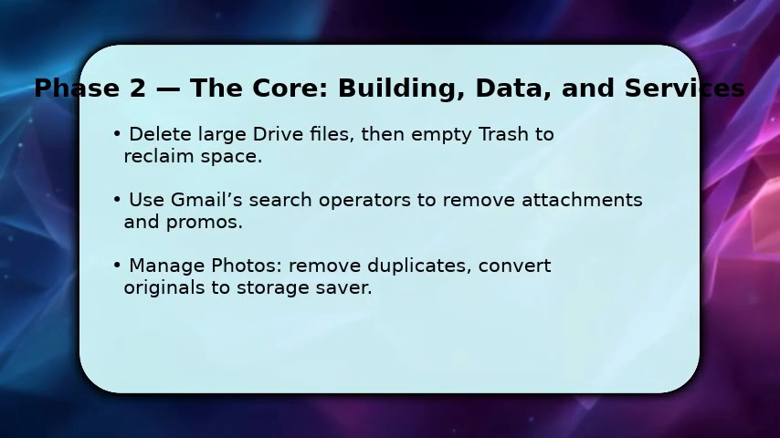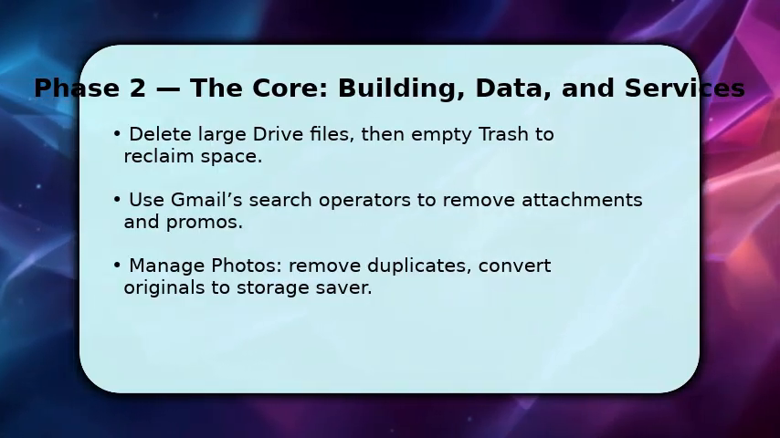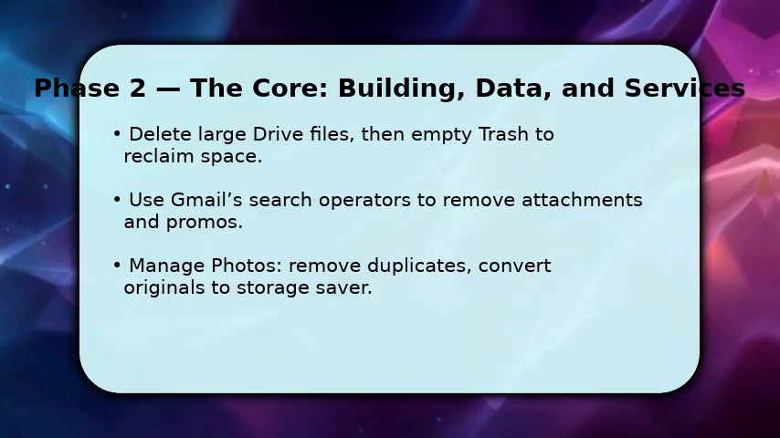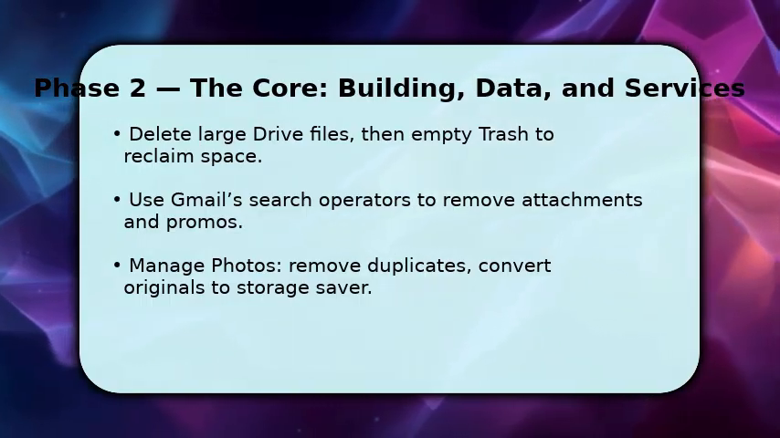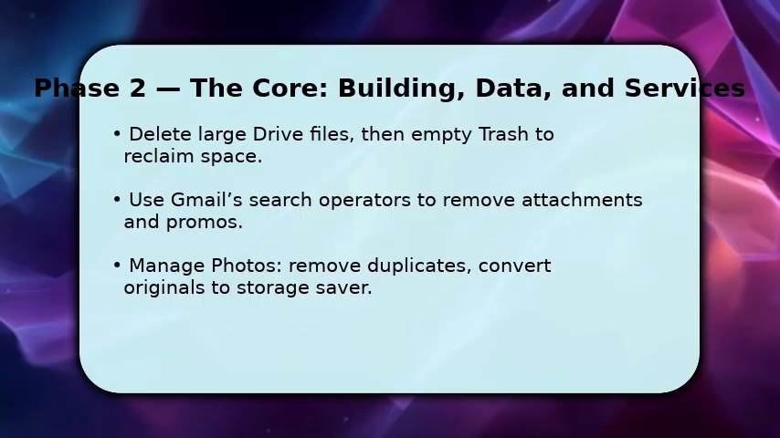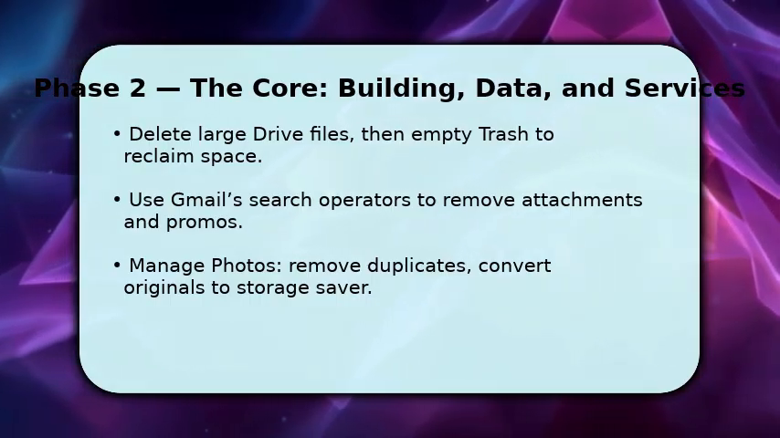Once you've located the largest consumers, start with Drive. Delete unneeded large files, then permanently empty trash to free the bytes. Next, in Gmail, use search operators like has:attachment older_than:1y to find and purge bulky messages. Archive what you must but delete attachments you don't need.